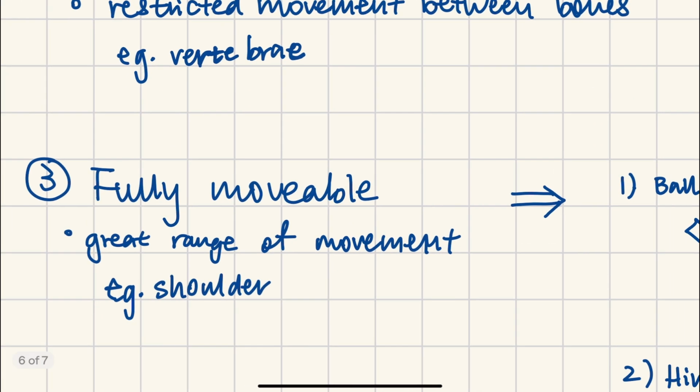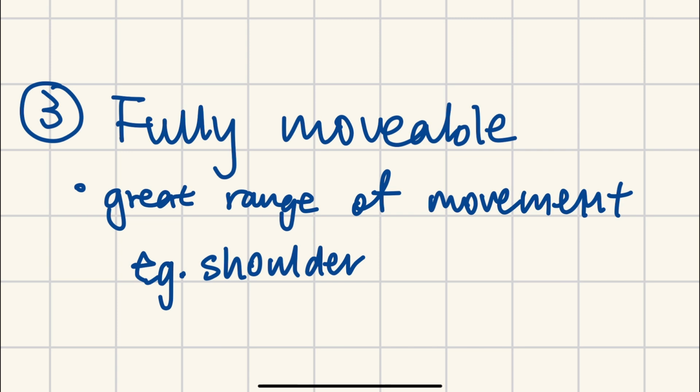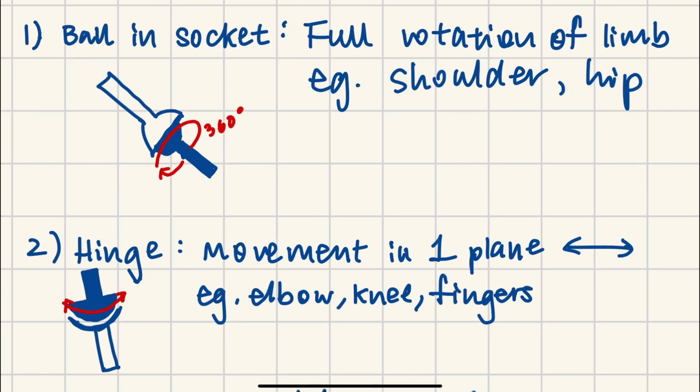In fully movable joints, there's a great range of movement, for example, the shoulder. Under fully movable, there are also several categories of joints. First, we have the ball and socket joint, where a full rotation of the limb is possible. This means that the limb bone over here would be able to rotate 360 degrees. An example of this is the shoulder and hip, which is why they're so easy to dislocate.